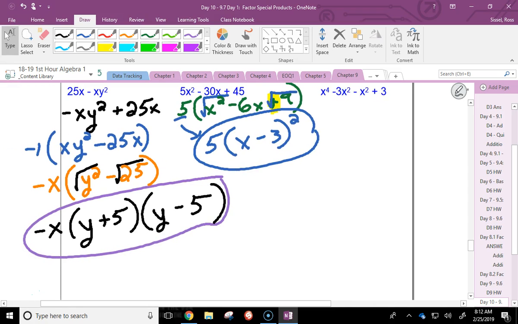X squared gives me x squared. Find the square of negative 3. Negative 3 times negative 3 is positive 9. Double check your middle number. Negative 3 times x is negative 3x. Times 2 is negative 6x. So x minus 3 squared was your answer, but we had factored out the 5.